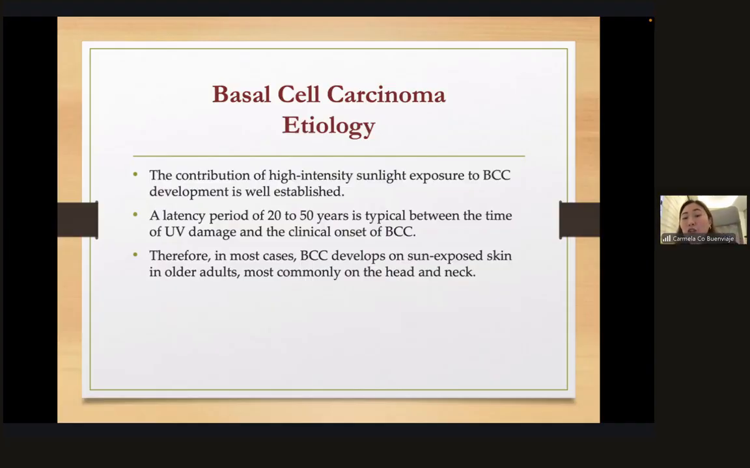Okay, so the contribution of high-intensity sunlight exposure to BCC development has been well established already. A latency period of 20 to 50 years is typical between the time of UV damage and the clinical onset of BCC. Therefore, in most cases, BCCs develop on sun-exposed skin in older adults, most commonly on the head and neck.